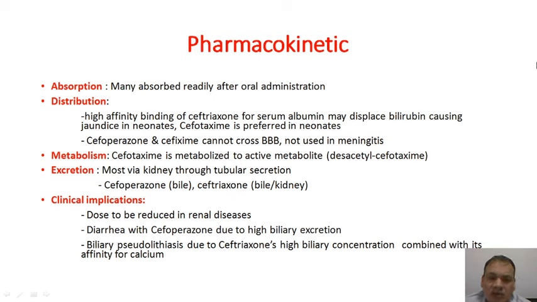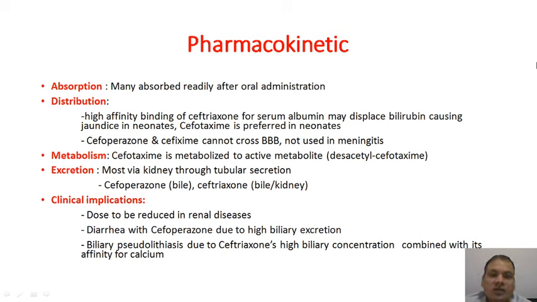And which cephalosporin is preferred? Cefotaxime is preferred in neonates. Suppose you have to use a third generation cephalosporin for treating some infection in neonates. We will avoid ceftriaxone, for the reason I already told you: it has a high affinity binding for serum albumin, so it will displace the bilirubin and can lead to jaundice in neonates. Which is preferred in neonates? It is cefotaxime. Ceftriaxone is not preferred because it may displace the bilirubin, causing jaundice in neonates.